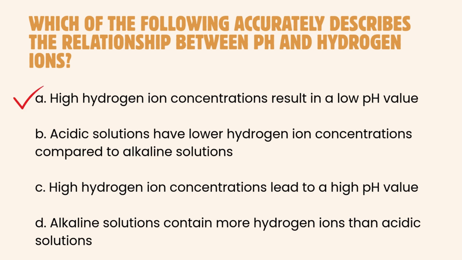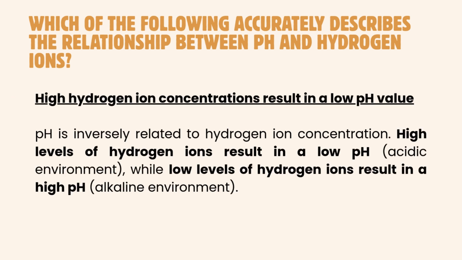Correct answer. A. High hydrogen ion concentrations result in a low pH value. pH is inversely related to hydrogen ion concentration. High levels of hydrogen ions result in a low pH, acidic environment, while low levels of hydrogen ions result in a high pH, alkaline environment.